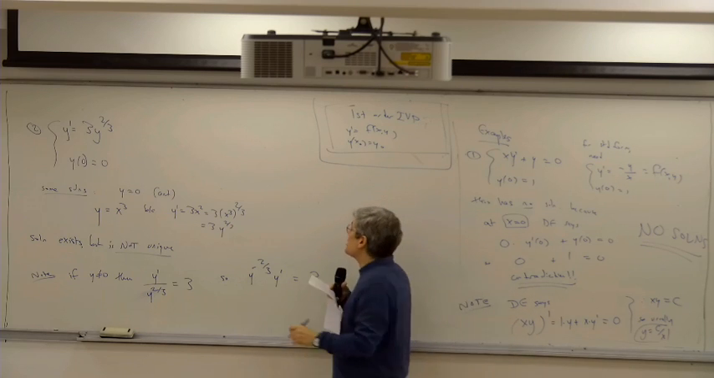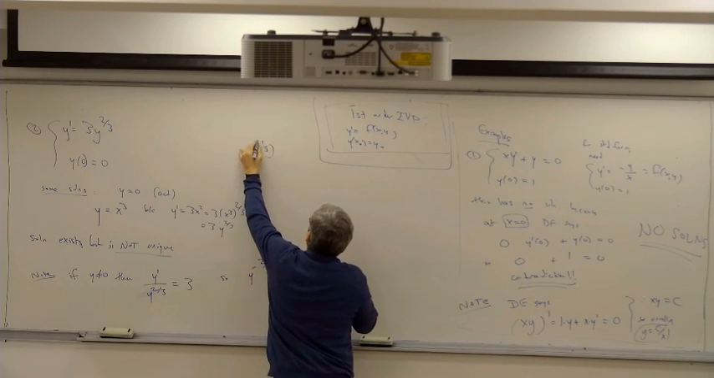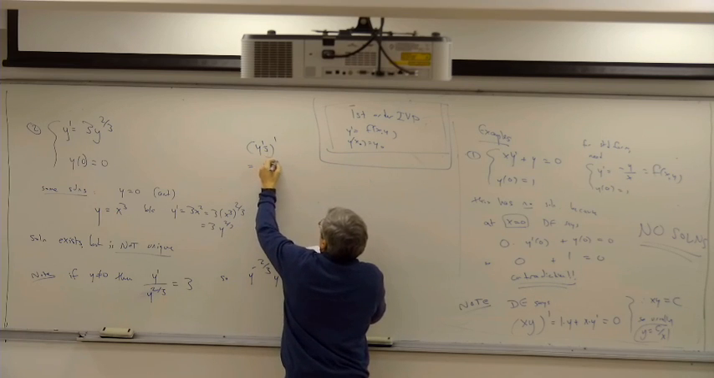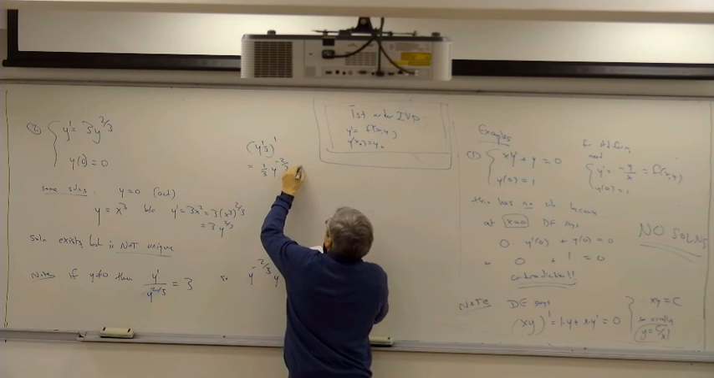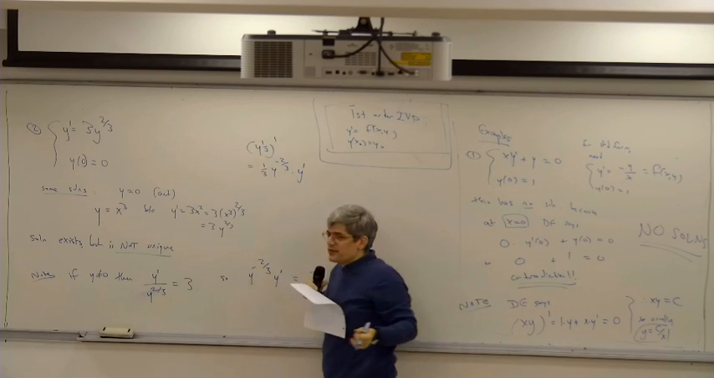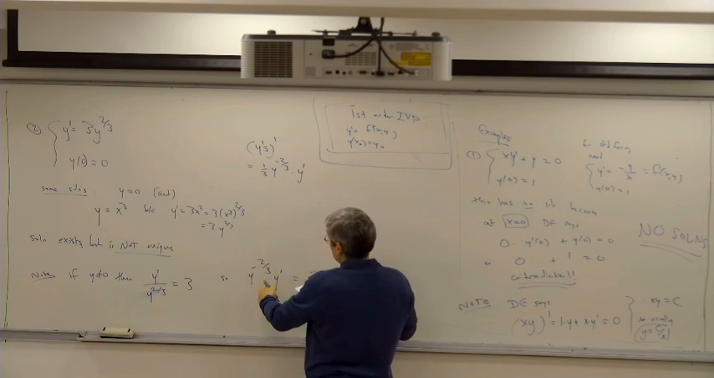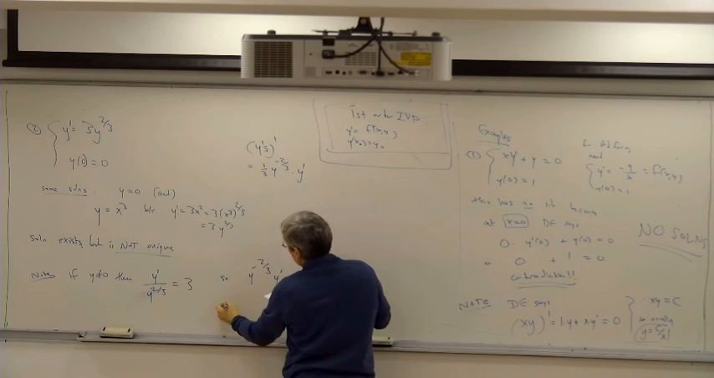So here the point is, what's the derivative of y to the 1/3? Well, this is 1/3 y to the 1/3 minus 1, which is minus 2/3, times y prime, because this is a derivative with respect to x, and you must always remember the chain rule. Okay? So what is this telling me?